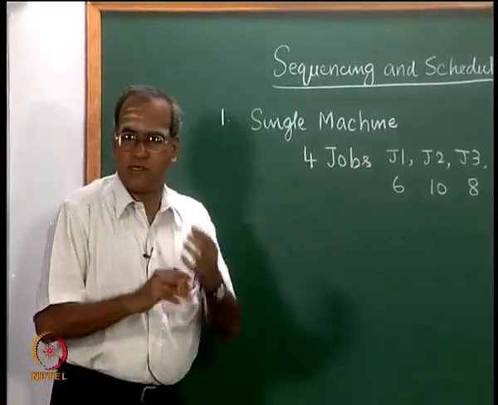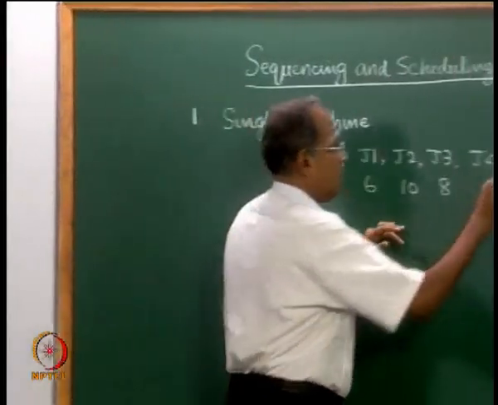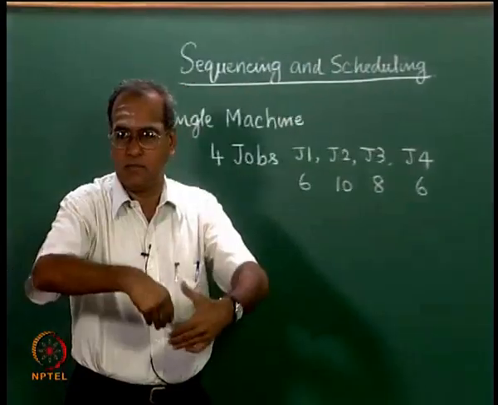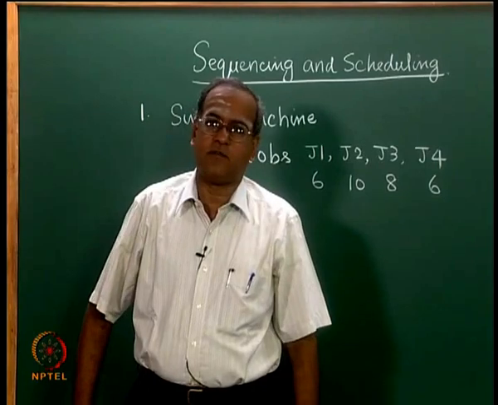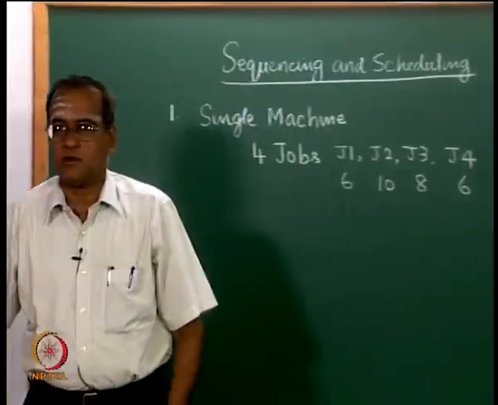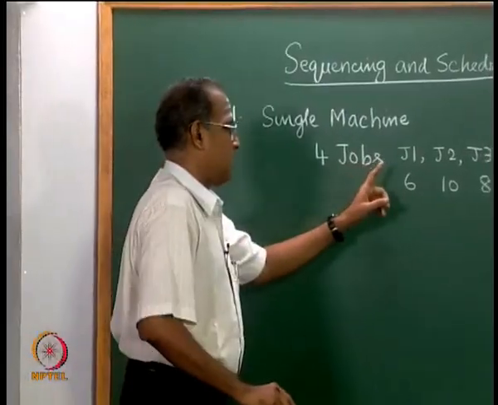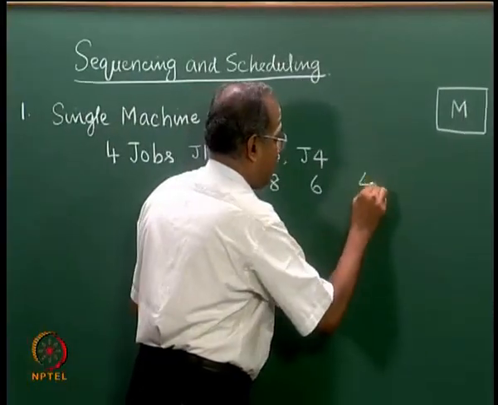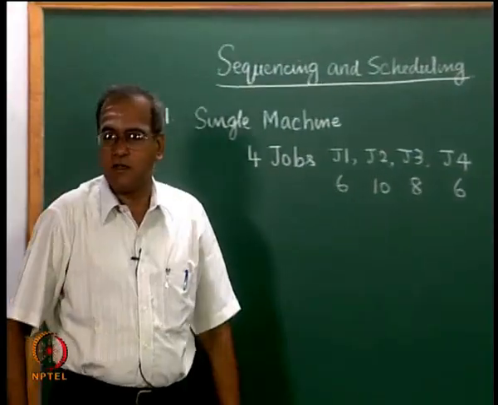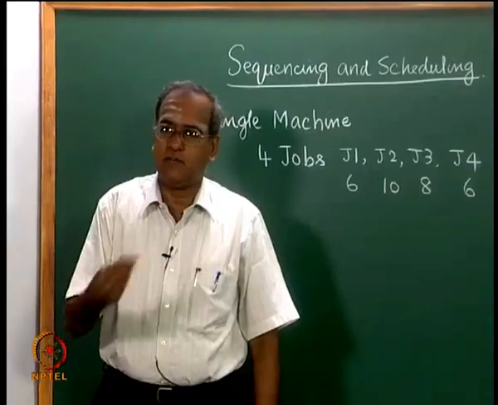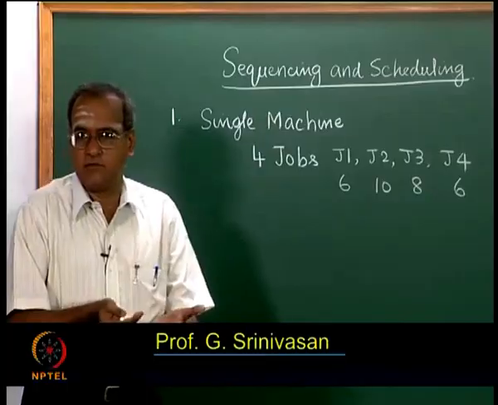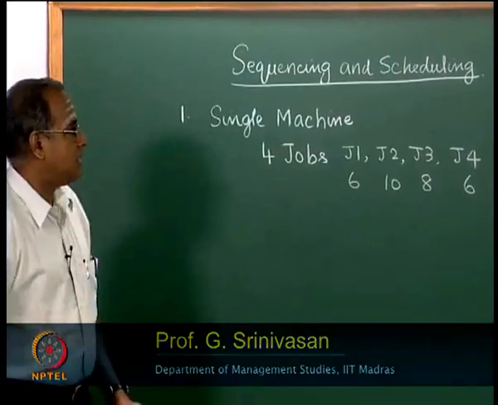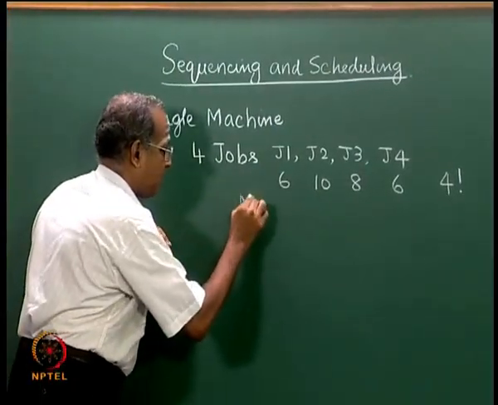Now, we want to try and sequence them, send them on a single machine. The single machine is here and we want to send them for processing on the single machine, so that we try and optimize or minimize a chosen objective. There are 4 jobs J1, J2, J3 and J4, and these 4 jobs can be arranged in 4 factorial ways. In general, if we have n jobs, they can be arranged in n factorial ways. Depending on the objective, one or more of these n factorial sequences will turn out to be optimum. Now, let us look at minimizing make span.